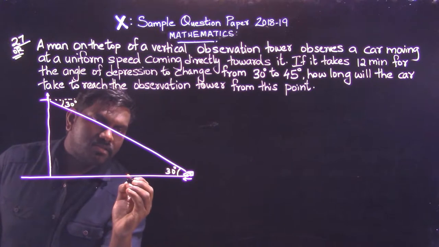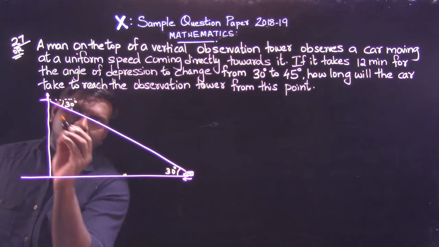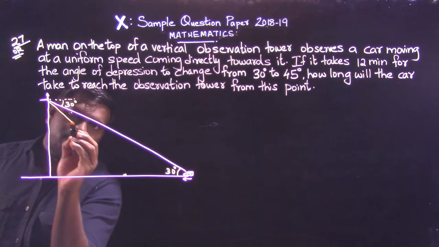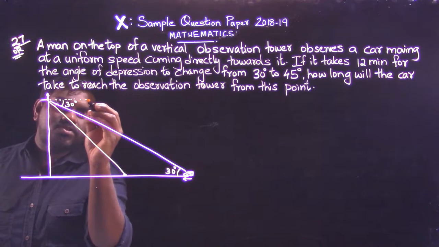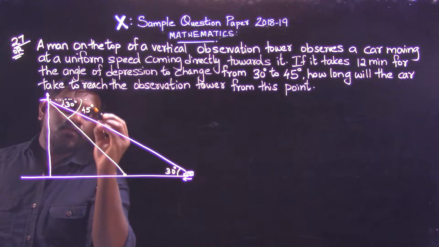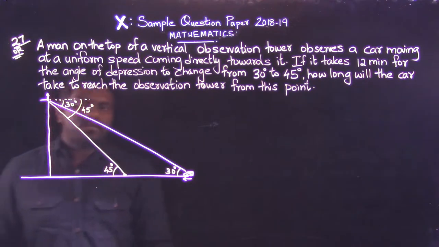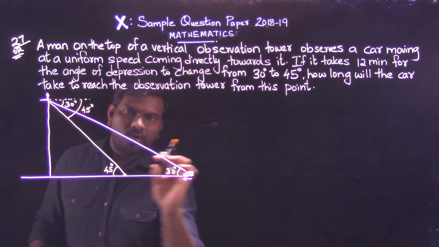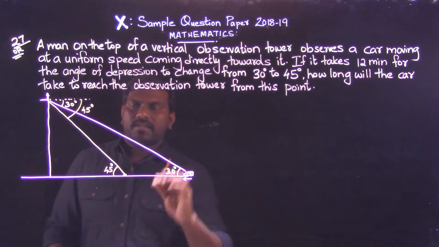So as the car comes all the way down here, sometimes now the angle of depression is this. It's been told that it has changed from 30 to 45. So what is 45 here? This is 45. So angle 30 was small, now it's much bigger. So the diagram is like this.